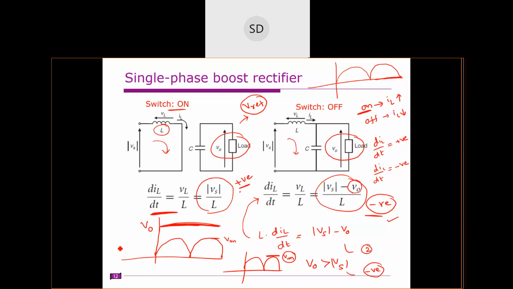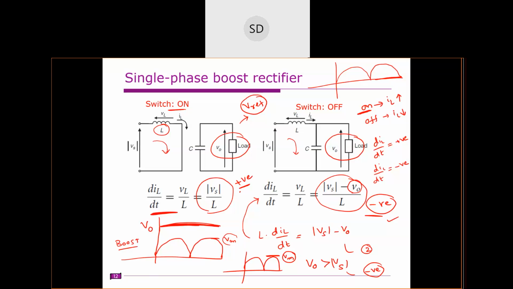That's why it is known as a boost rectifier. If you have an AC side with some peak value Vm, the output voltage is always greater than this Vm. So in one condition you get the positive voltage, and in the other condition you get the negative voltage. Is it clear? Okay?